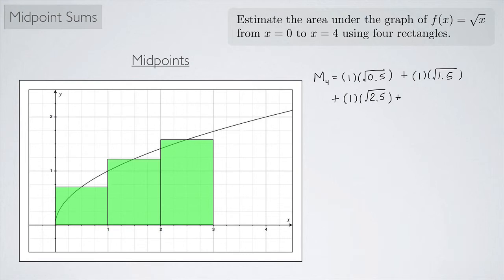And then my last rectangle, that's going to be this one right here. That's going to also have a base of 1, and the height of the rectangle is determined by the value of the function at 3.5. So that's right there. So that's going to be the square root of 3.5. All right. And so if you type this into a calculator, you end up getting 5.384. Okay, so let's actually look at comparing all these estimates and see how close they are to the actual area.